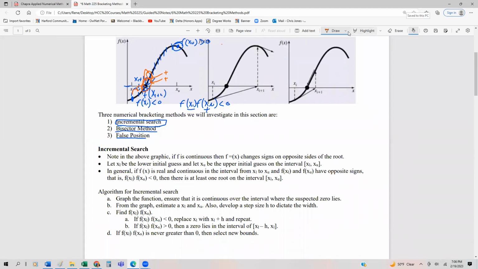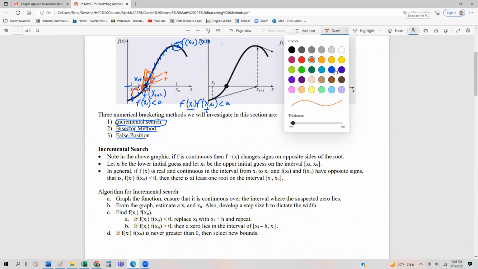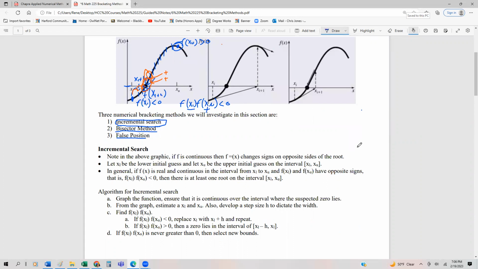Now, the algorithm for that is actually fairly easy. It's not going to take us too long to code this in the next video. Essentially the incremental search says that if XL is the lower guess and XU is the initial upper level guess, then this is going to be our interval. And so we can say that f of XL and f of XU have opposite signs. There's at least one root in the interval.